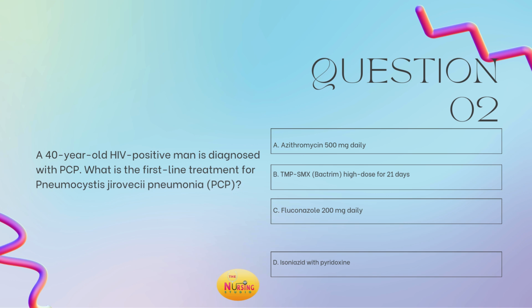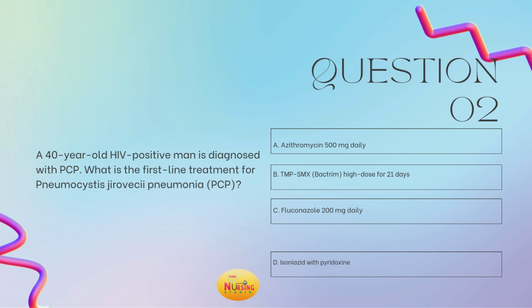Question number two. A 40-year-old HIV positive man is diagnosed with PCP. What is the first line treatment for pneumocystis pneumonia? Is it A, azithromycin 500 milligrams daily? Is it B, Bactrim high dose for 21 days? Is it C, fluconazole 200 milligrams daily? Or is it D, INH? Take a moment. Tell me what you got.